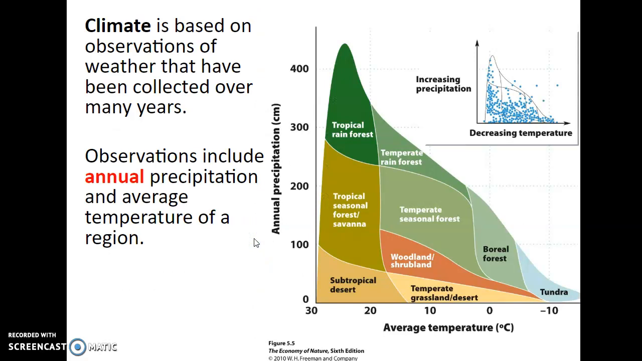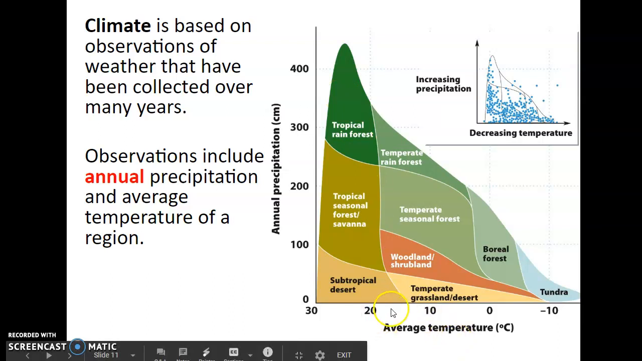So remember, let's just rewind. Climate. Climate is based on observations of weather that we have collected over many years. Observations can include annual precipitation, annual meaning yearly, and average temperature of a region. If we look at this graph to the right, we see that if you're in a tropical rainforest biome, you usually experience a warmer temperature. So see, as we move to the left, it gets warmer. As we move to the right, it gets colder. This is in degrees Celsius, but that's okay. We still know that as we're moving over here, it's in the negatives, and as we're moving over here, it's positive.